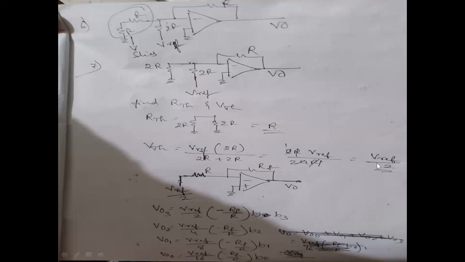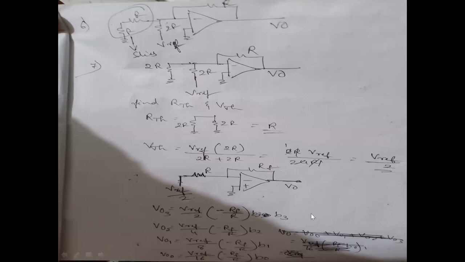So after obtaining your RTH and VTH, how would your circuit look? It would look something like this. This is VTH in series with RTH, which is in series with your input. Then it is given to the inverting terminal of your op amp, and here you have feedback. So this op amp looks like your inverting amplifier.